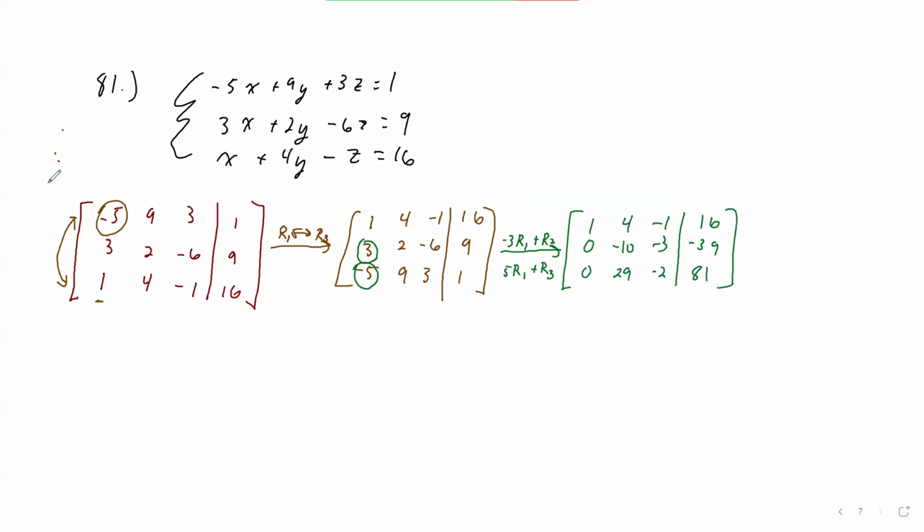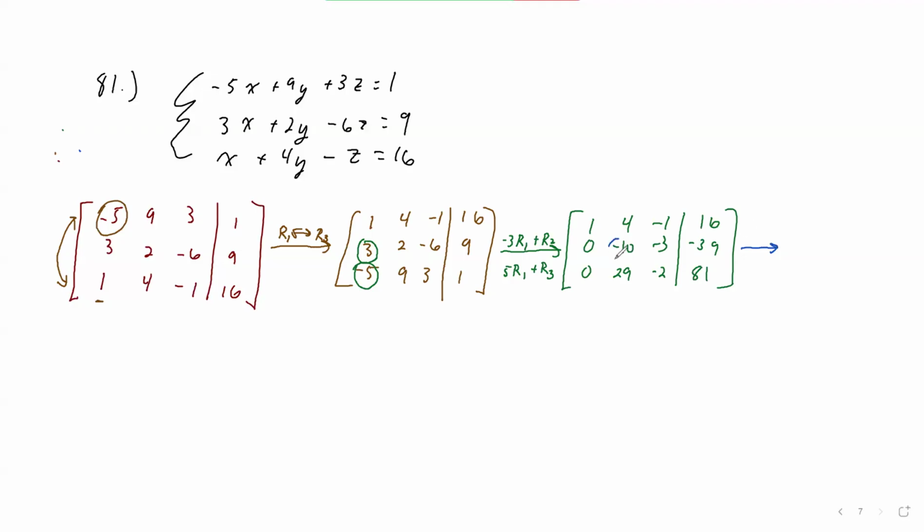All right, next goal is I now want to make this guy a 1. Well, it's going to give me fractions. How can I avoid it? There's nothing I can think of that's going to avoid these fractions. All right, here we go.